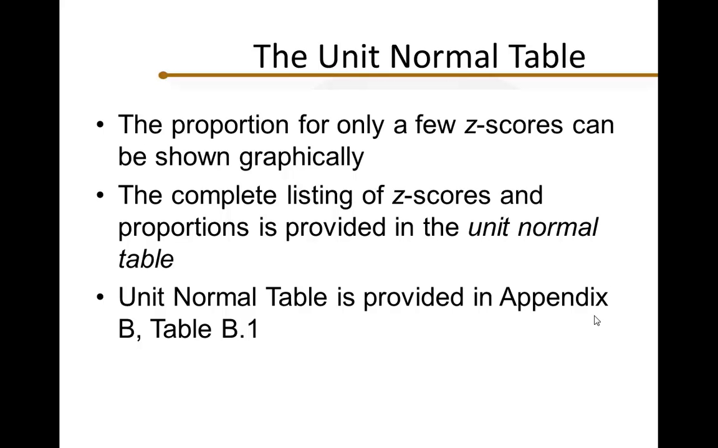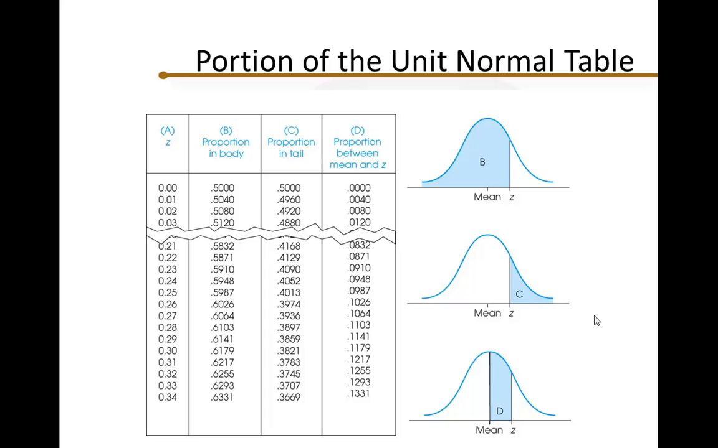Okay? So the proportion for only a few z-scores can be shown graphically. The complete listing of z-scores and normal proportions is provided in the unit normal table. I'm also going to provide you a link to that as well, so you don't have to continue to go back to the online textbook. So that will be available on the website.